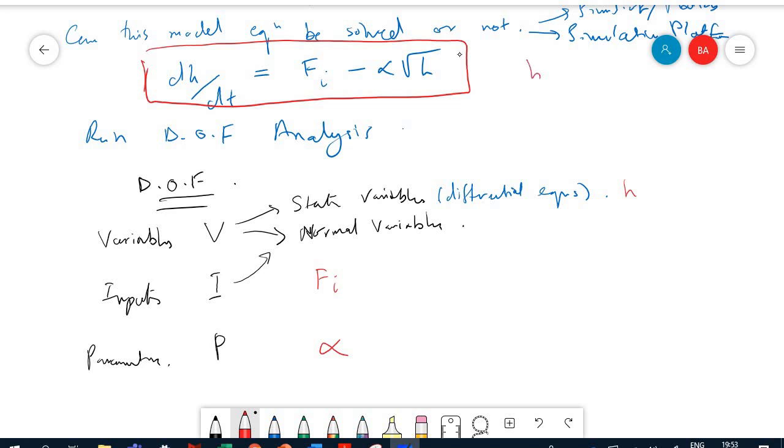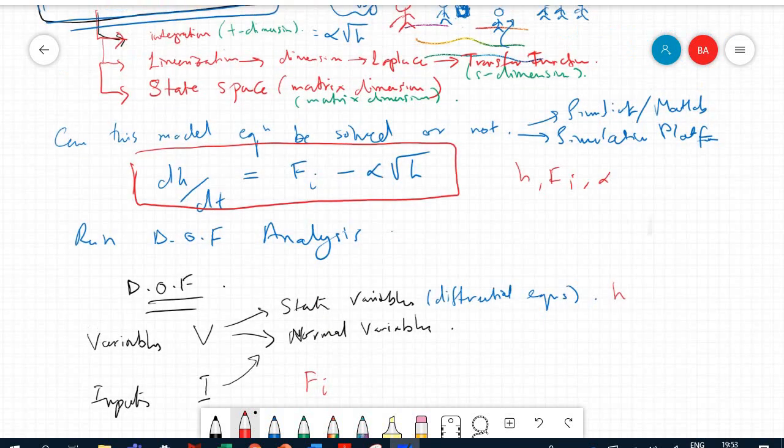I have H, I have Fi, and I have alpha. That's all. This is what I have, and we can see all of them are appearing here. So we don't have really other normal variables in this case.